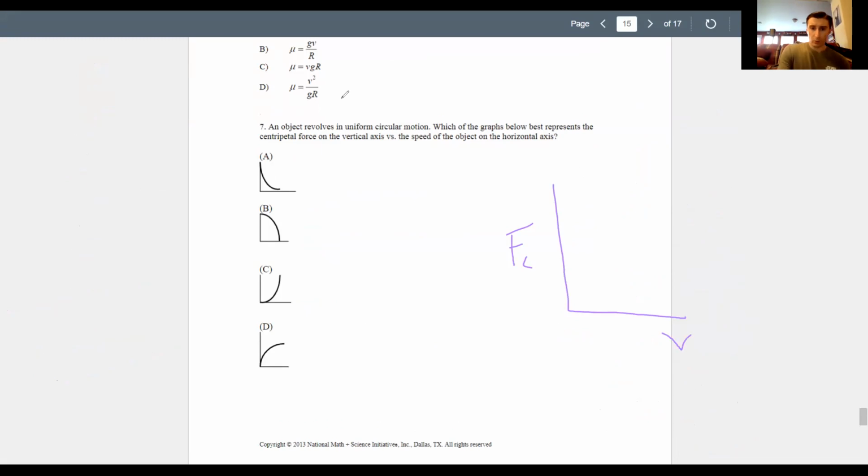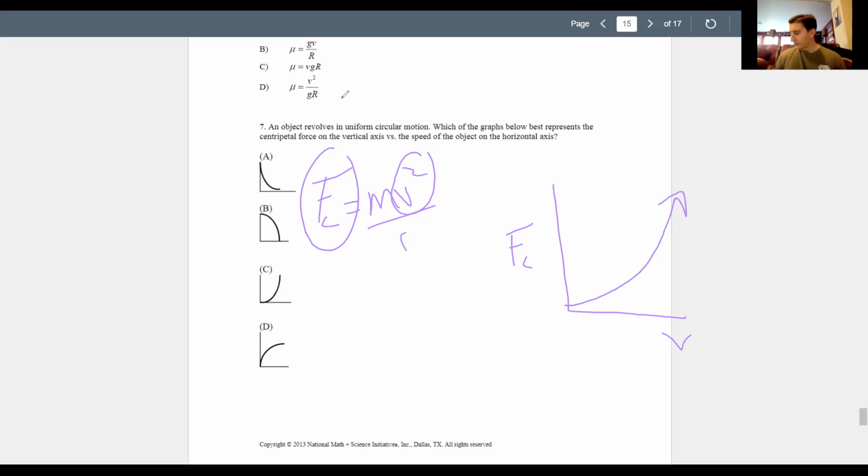So if I look at my equation, if these are my two variables I'm looking at, that's going to be squared, right? So what should I expect? So my answer there is C. All right, pretty straightforward. That one's pretty easy.